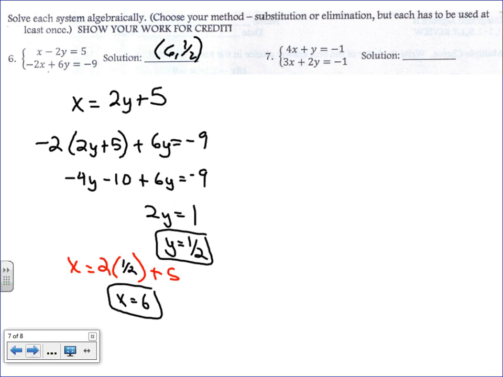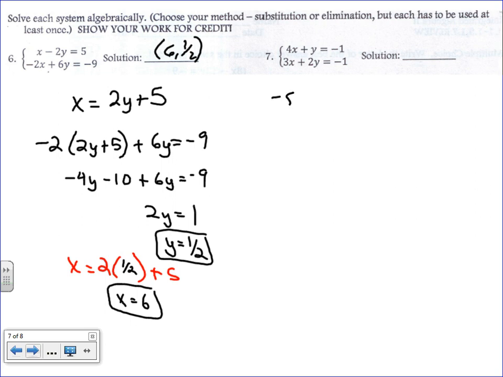So 6 minus 2 times a half is 1. So 6 minus 1 is 5. Negative 2 times 6 is negative 12. Plus 3 is negative 9. So 6 comma 1/2 is my correct answer. Again, I'm just showing you a way.